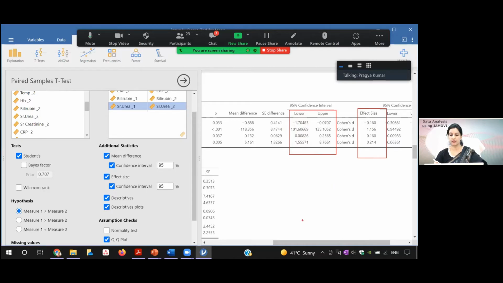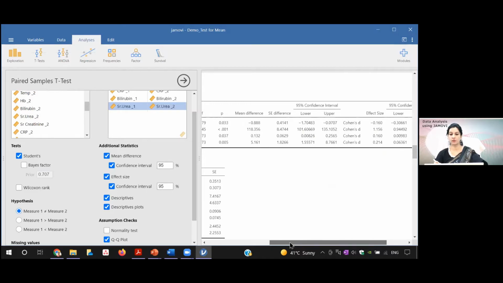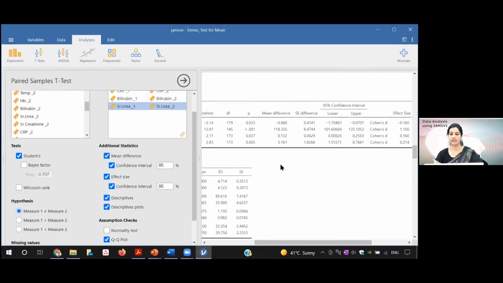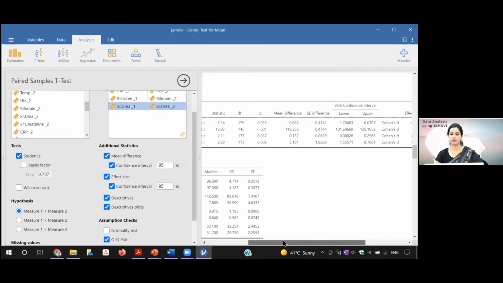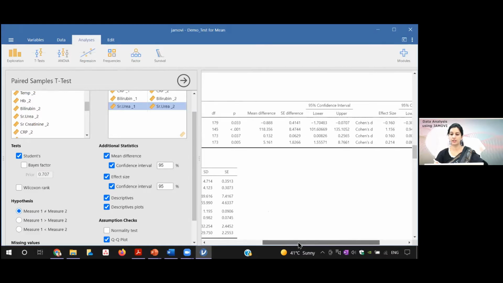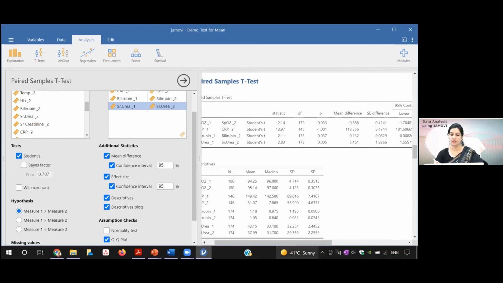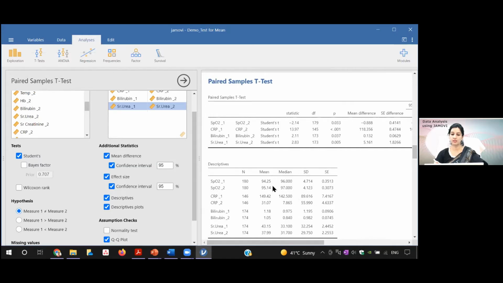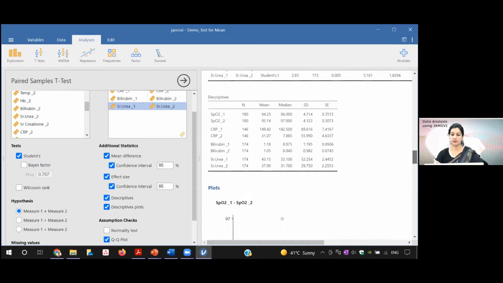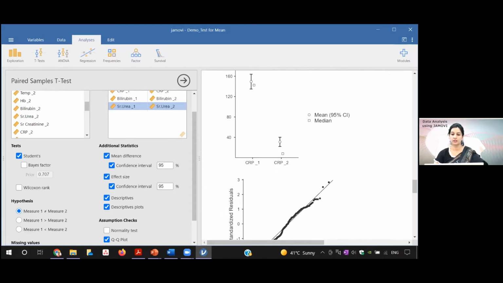And if you see the difference also, in this case, the difference was 118, and 118 was the value of the CRP, but clinically, according to this, this was not a very good effect size because the value of Cohen's d is only 1.15. Now you have to see the descriptive. So this is the mean. You have to report the mean and standard deviation. And then you can give these plots also, like this QQ plot and the descriptive plot.